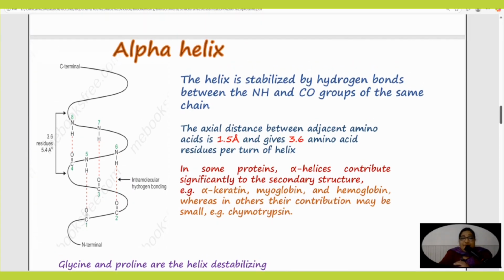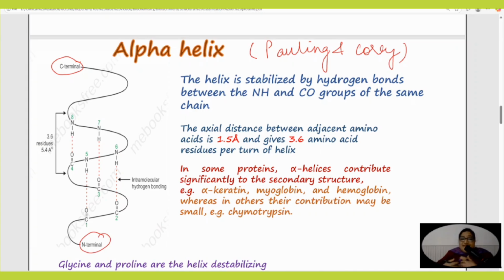So in the alpha helical structure we see that the helix is right-handed. Okay, it was deduced by Pauling and Corey. So it is a right-handed helix. This is a right-handed helix. It contains a C-terminal end and an N-terminal end.